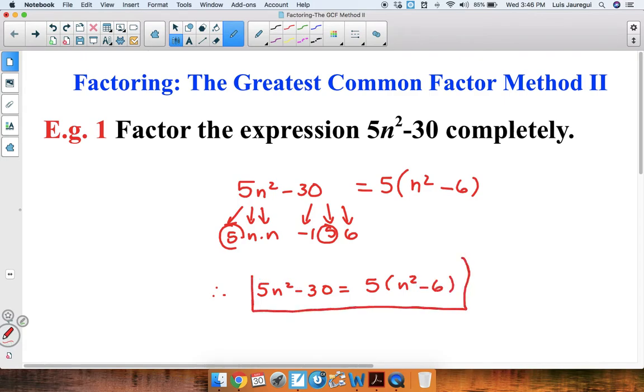You can actually check your work by distributing the 5 over the two terms here. Notice that if you multiply 5 times n squared, you will get the 5n squared, and if you multiply the 5 times the negative 6, you will get the negative 30. Let's see another example.